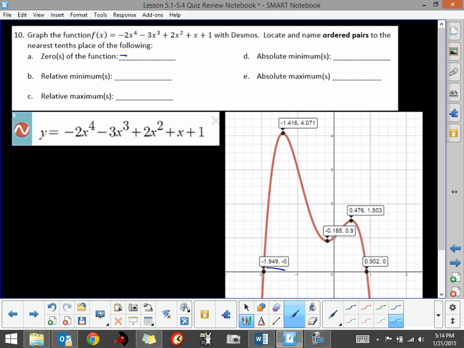It's going to be negative 1.9 comma 0. That's one of the zeros. There's also another 0. If we round this off, it's going to be 0.9 comma 0. That's our zeros of the function.